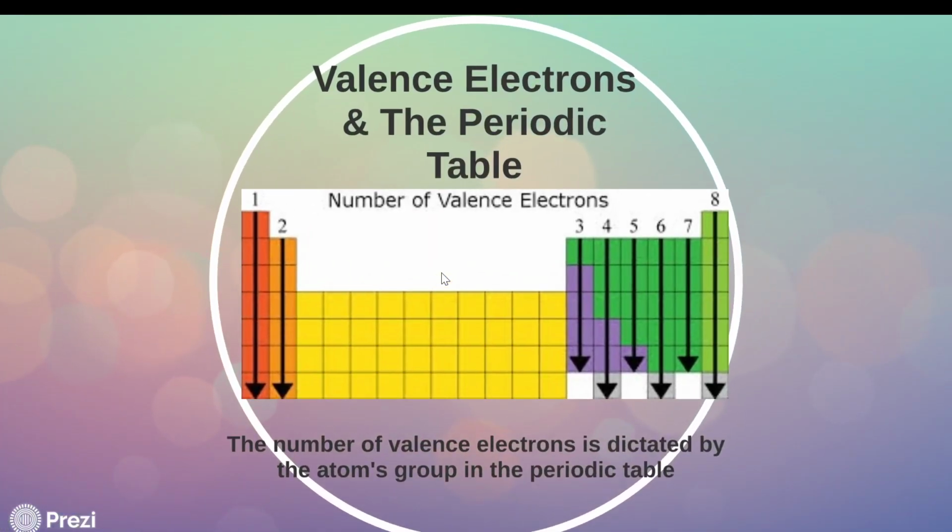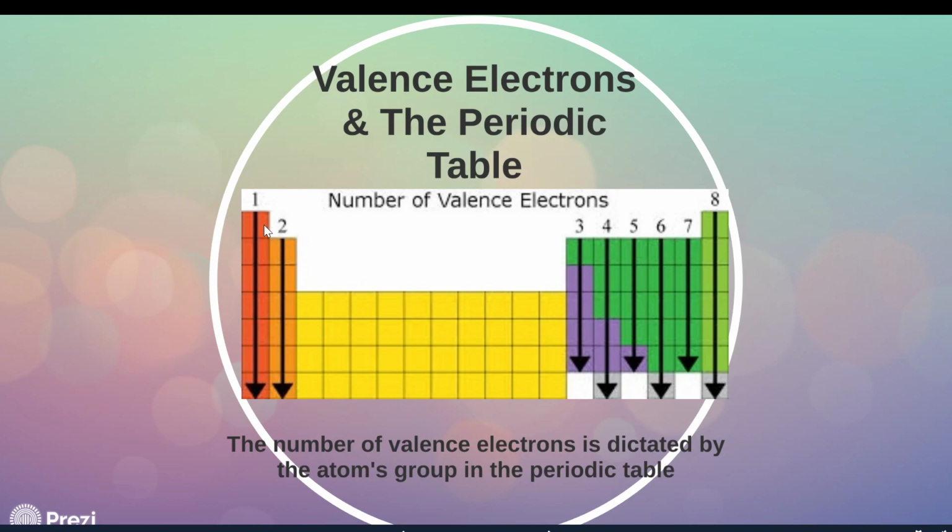Now, in general, on the periodic table, valence electrons are dictated by their spot on it. For instance, in this first column, all of the elements should have one valence electron. That's one electron on the outside rim of the atom. All the ones in this group should have two. Likewise, three in this one, then 4, 5, 6, 7, 8.